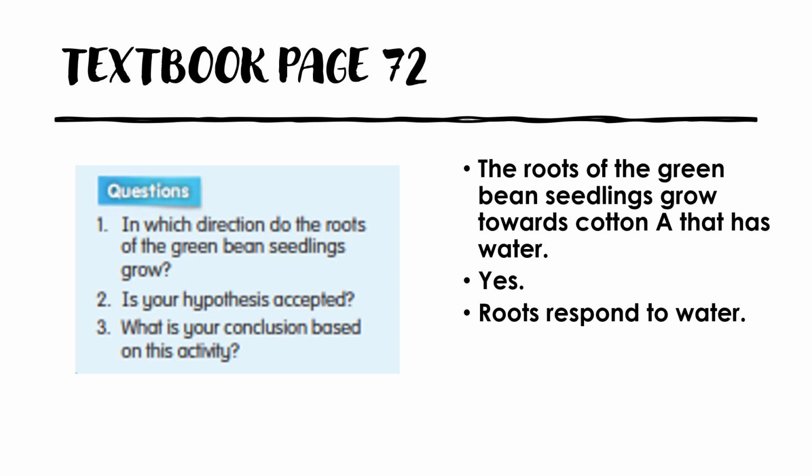Questions on textbook page 72. 1. In which direction do the roots of the green bean seedlings grow? The roots of the green bean seedlings grow towards cotton A that has water. 2. Is your hypothesis accepted? Yes. 3. What is your conclusion based on this activity? Roots respond to water.